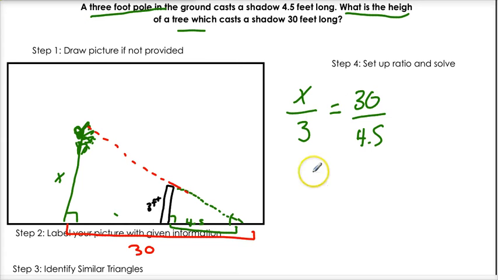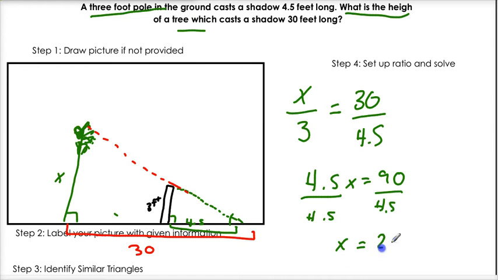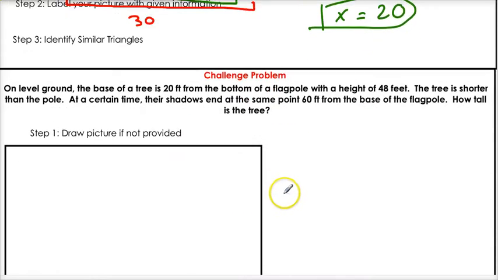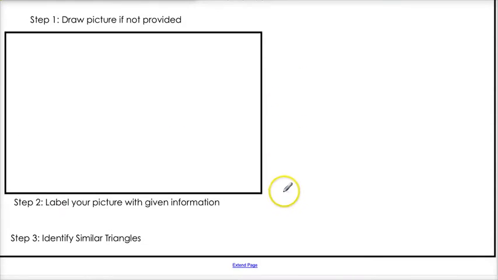Well, now I just cross multiply. I get 4.5x is equal to 90. Divide both sides by 4.5, and I get x is equal to 20. Beautiful work.